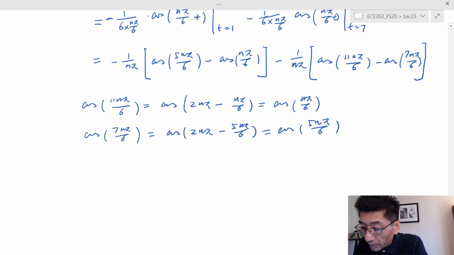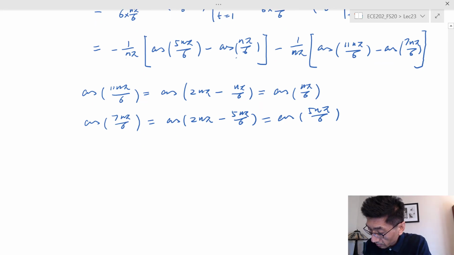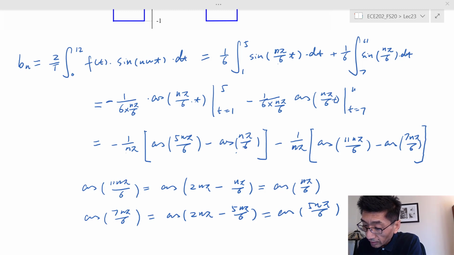So we can combine the first two terms, and if you look at the first two terms, we have cosine, actually I had an error here.